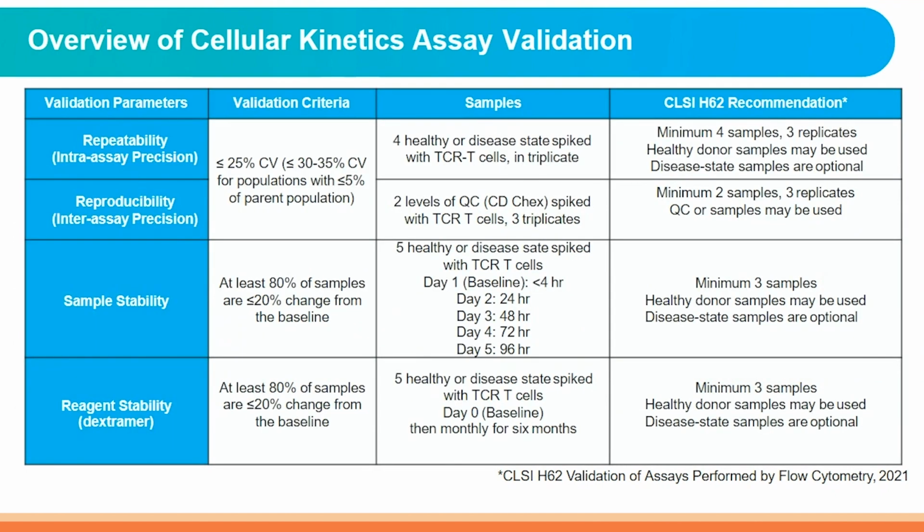For the precision assessment, we include repeatability and reproducibility with different analysts, days, and instruments. The repeatability is evaluated with 4 spiking samples and 2 QCs. The reproducibility is evaluated with 2 QCs. The QCs here are prepared by spiking frozen TCR T cells into the commercially available fixed blood, Cyto-Chex Plus.